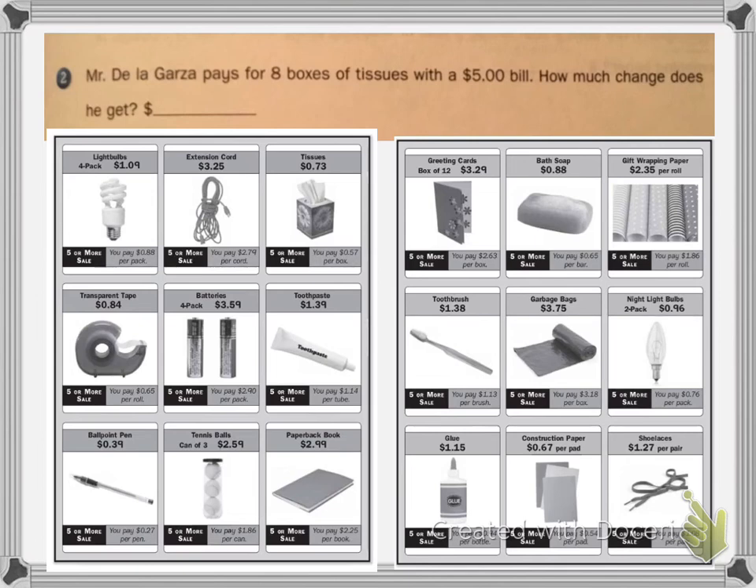All right, so first of all, we had to find the tissues, and the tissues were on the left flyer up at the top. Box of tissues. He's buying 8 of them. So I'm going to use the prices of 5 or more. So if you used the 73 cents, I am sorry, that is not the amount we should have used. So let's see what we get. We're doing 57 cents 8 times.